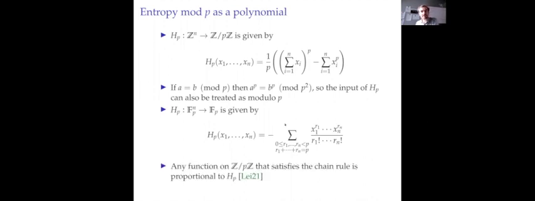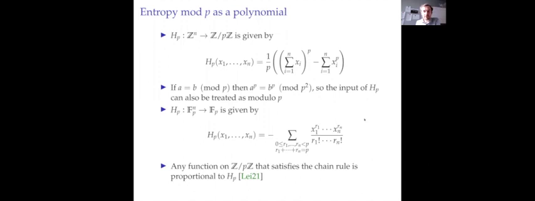All right, and this all might seem kind of contrived. We're just kind of cooking this up. Does it mean anything? Or maybe there are other ways to cook it up. What Leinster shows in his paper is that any function on integers modulo p that satisfies the chain rule has to be proportional to this function. So basically this is the unique definition of entropy modulo p, using this chain rule as an axiom, just like it was also the axiom for normal entropy.